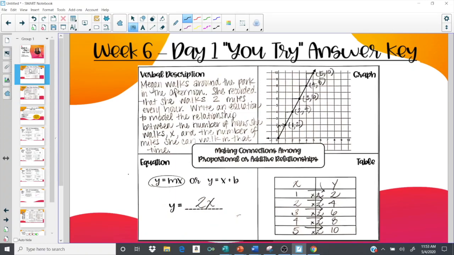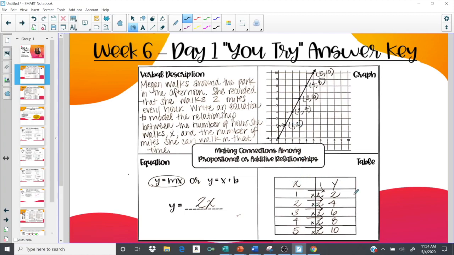So for number 1, you were given a graph, and you were supposed to create a table, write an equation, and also write a verbal description that represents the relationship from the graph. So from your graph, you can take the data points, the points along the graph, which were already given to you, and make a table from these points. An ordered pair is set up x, y, your x coordinate first, your y coordinate second. Therefore, that correlates to your graph. So you have your x values and your y values.